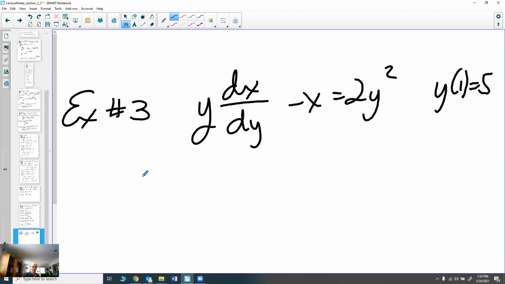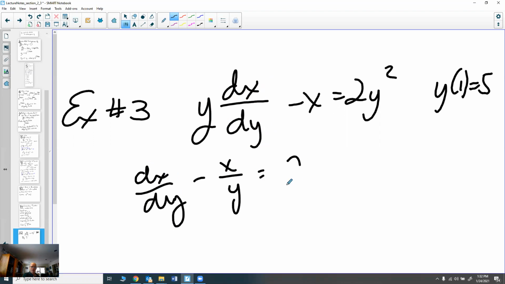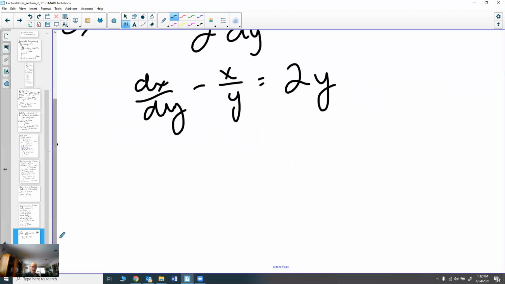So I'm going to divide through by y. So I divided through by y, and the reason I also pointed it out is it is linear because x is now my dependent variable and we are linear in x. So we are fine. Let's go ahead and find our integrating factor.